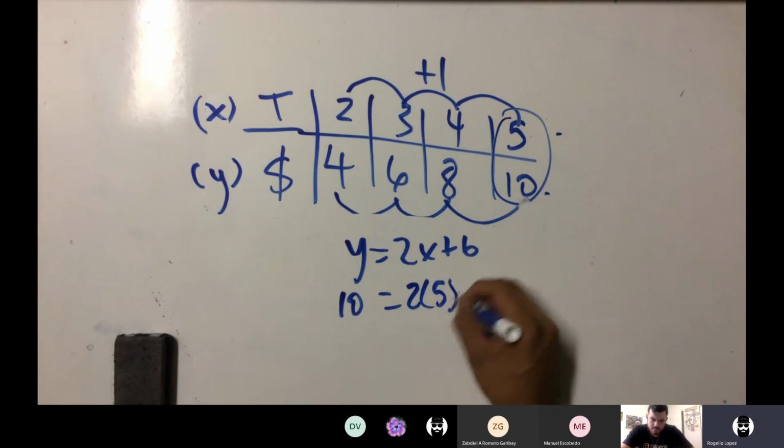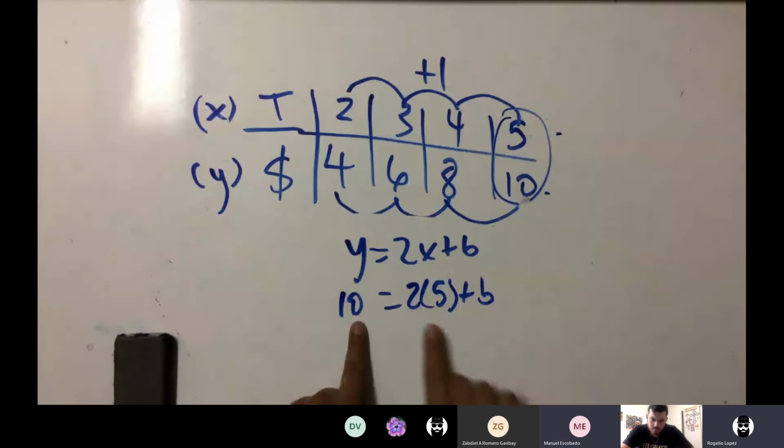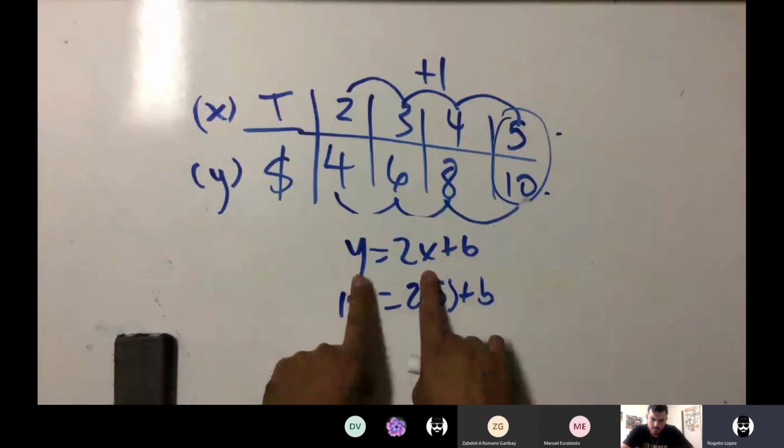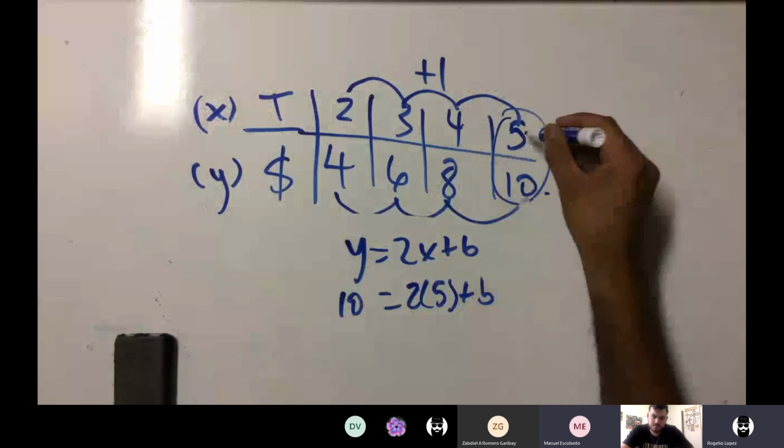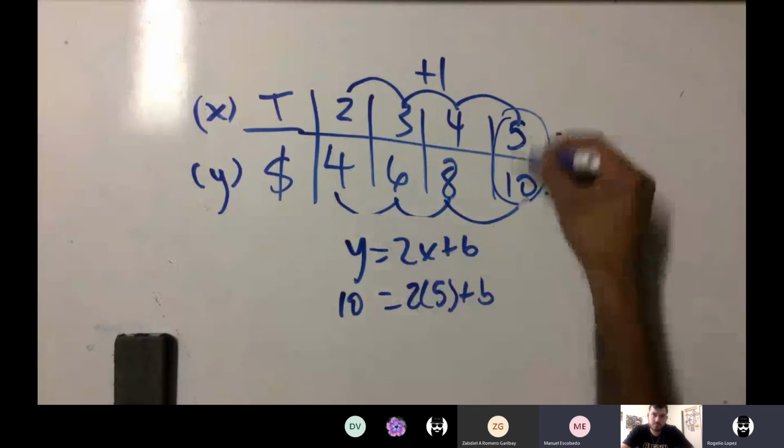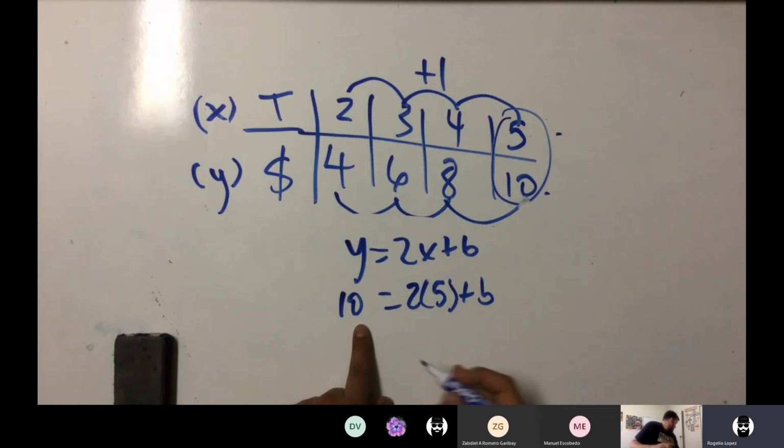So I'm gonna put 2, 5 plus b. All I did was pick an x value and a y value. I could have picked any set of these, but remember, it has to be a set. It can't just be this x and that y. They have to be together. So let's go ahead and solve it.